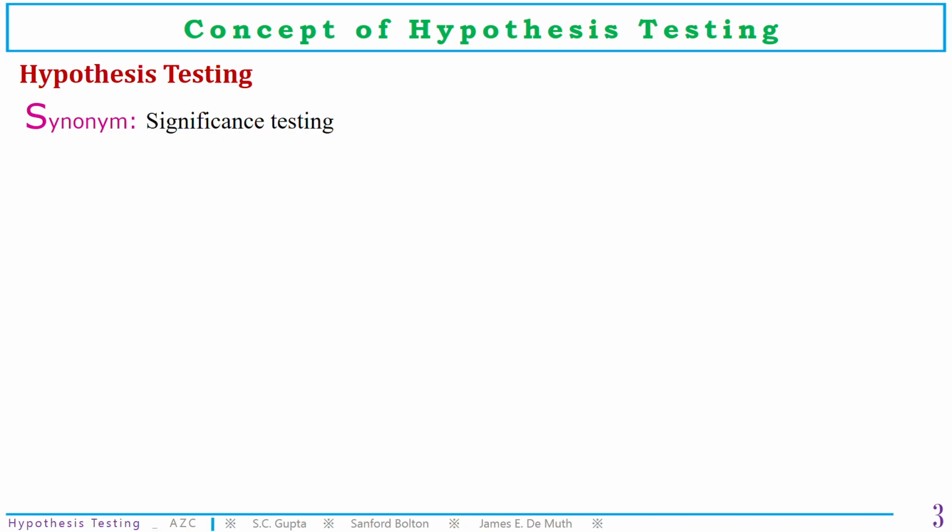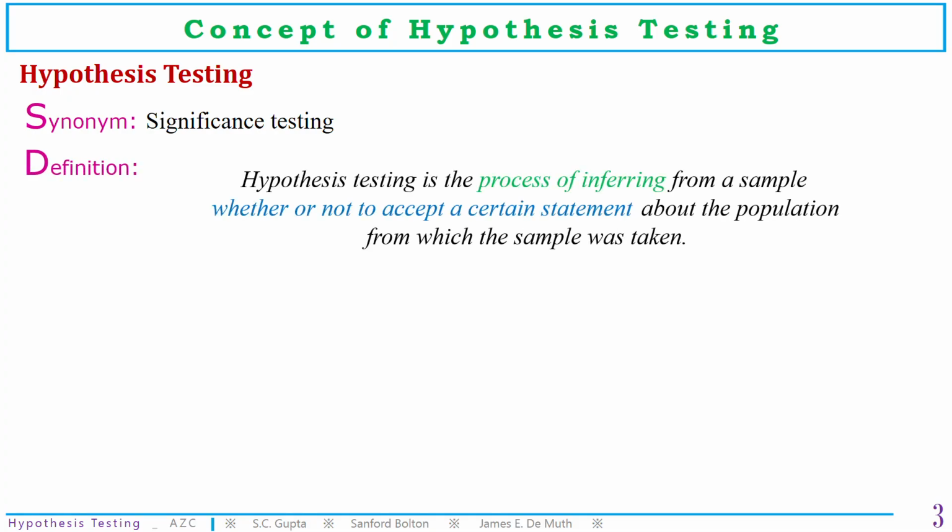Hypothesis testing, synonym is significance testing. Definition: hypothesis testing is the process of inferring from a sample whether or not to accept a certain statement about the population from which the sample was taken.